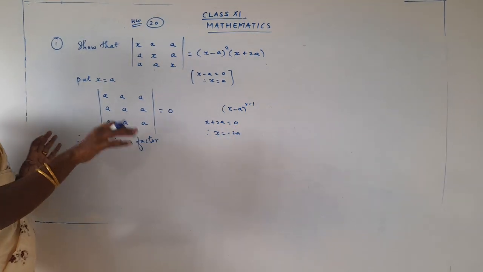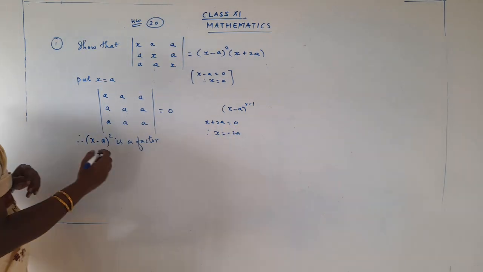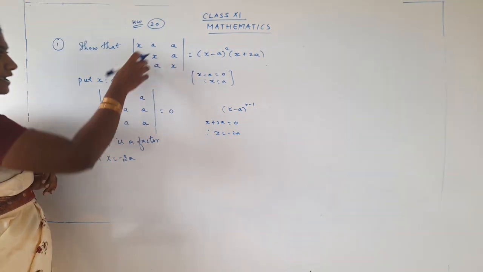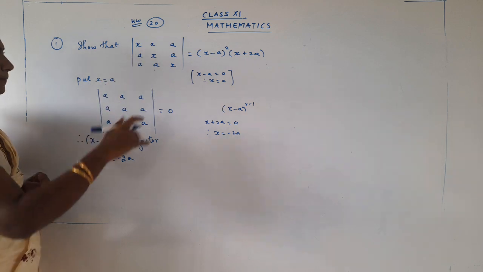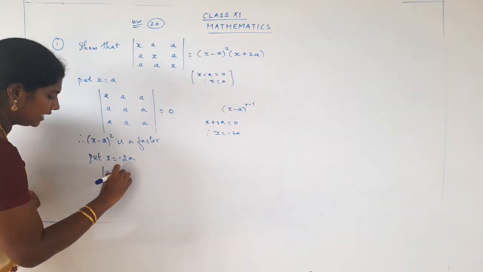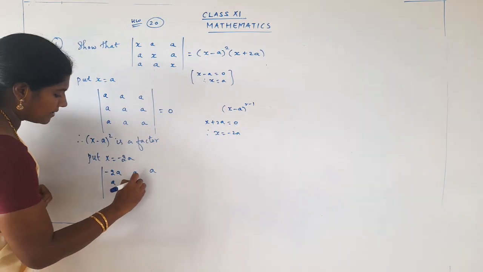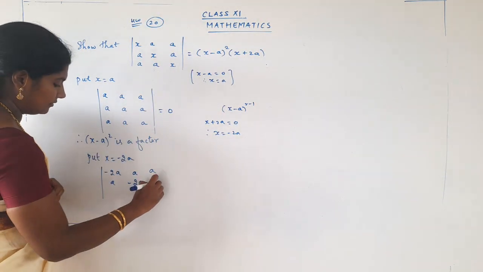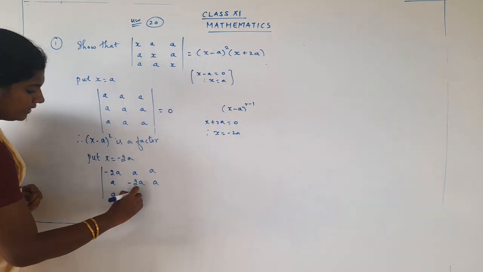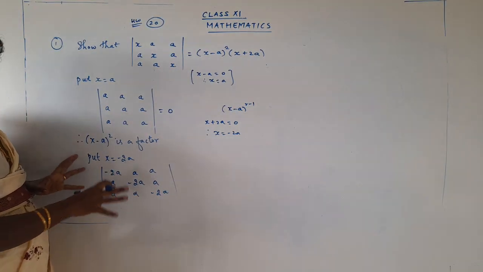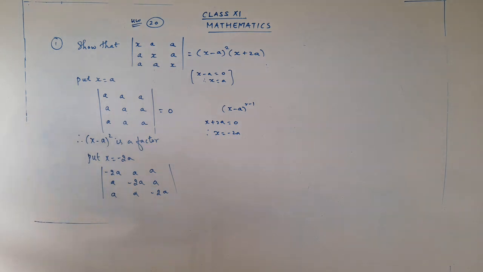So what I am going to do is, I am going to put x is equal to minus 2a. So down here, put x is equal to minus 2a. So whenever you have x, you are going to put it as minus 2a. So I will get minus 2a, a, minus 2a, a, minus 2a. We cannot write down here directly 0 because everything is different. So we have to do some more calculations. Just stay on the steps.